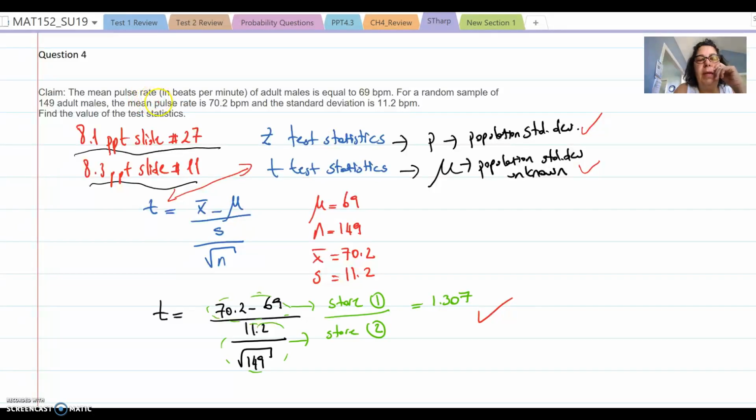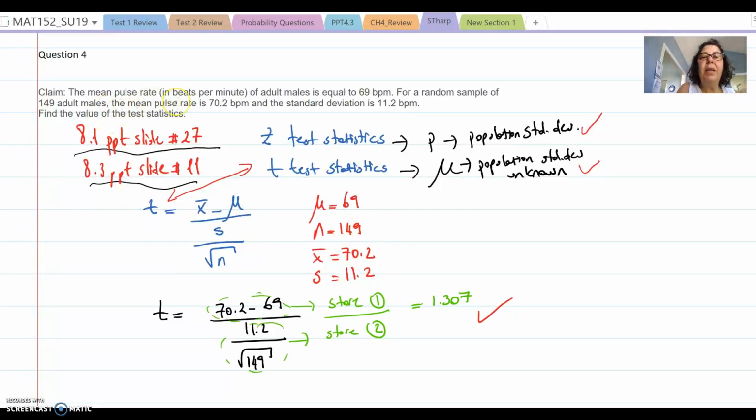The mean pulse rate in beats per minute of adult males is equal to 69 BPM. So you need to decide, what does that number represent? Is it coming from a sample? No, it's coming from a population, right? So we're going to identify it. Mu is equal to 69. For a random sample of 149 adult males, what does 149 represent? A random sample, that's the sample size, so that's n.